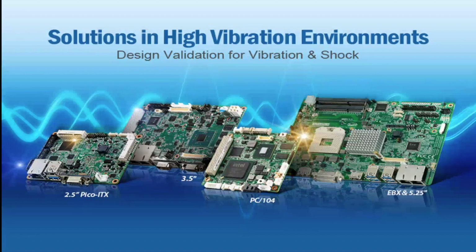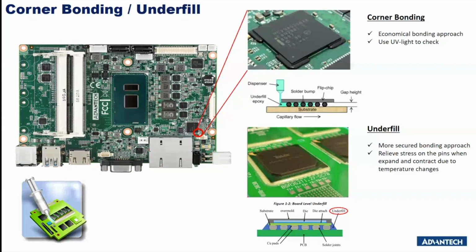Some of the customers will say, hey, I want onboard RAM, I want onboard flash. Yes, these are good, but there are also cases where customers really worry that the chip may fall off, so they want to harden the unit. So what can we do about that? Okay, so one approach is that you can choose whether you want to do corner bonding or underfill.